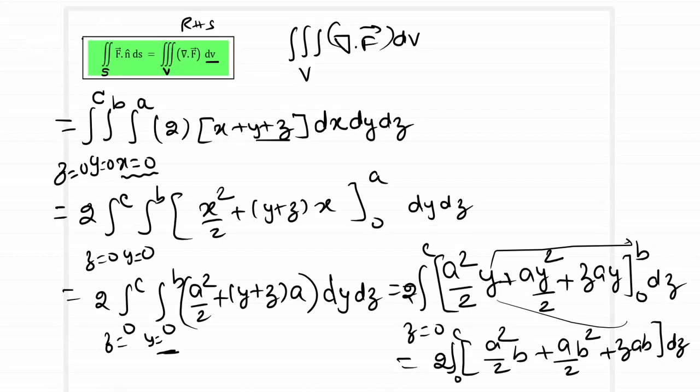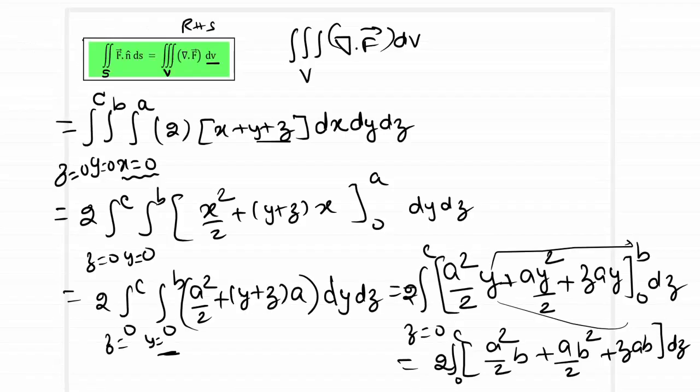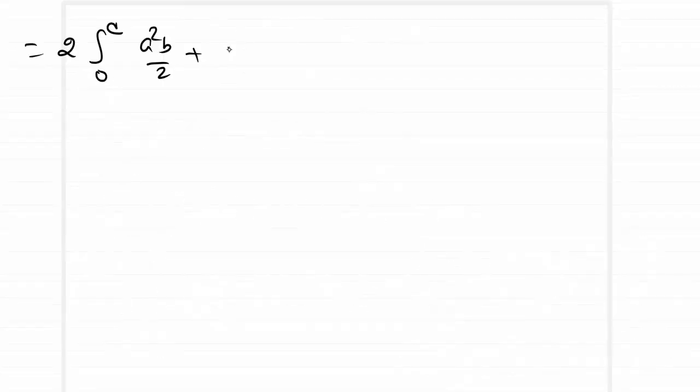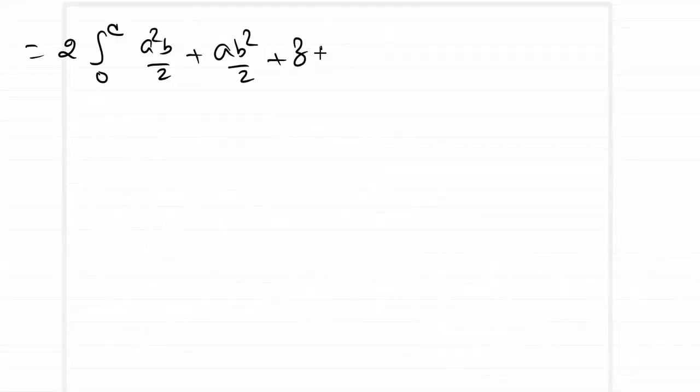Let us retrace the quantity. a squared b by 2. What is the second term? a b squared by 2. What is the third term? z a b.